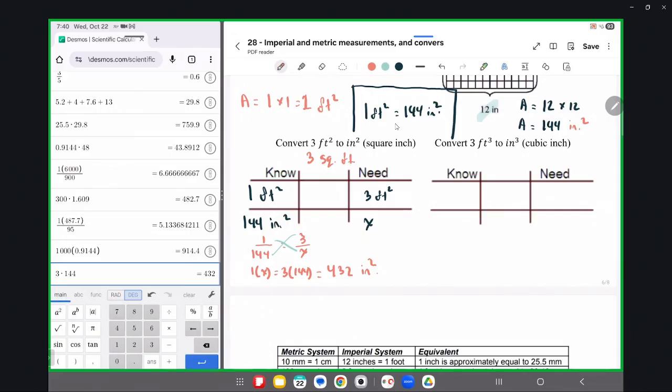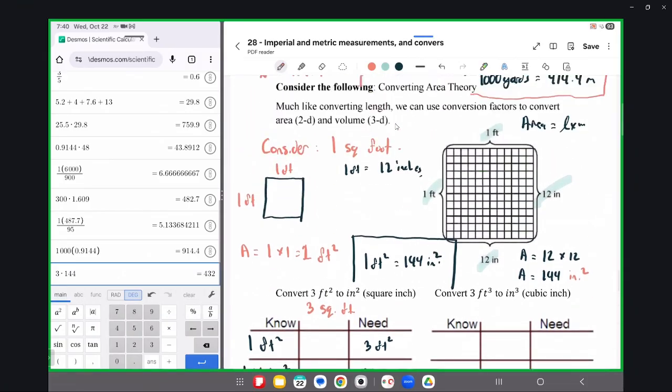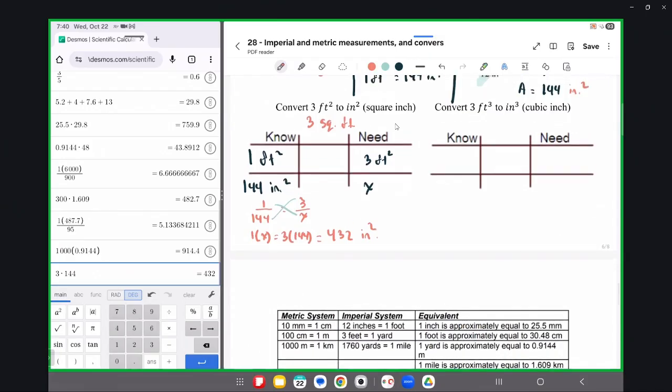Okay. Now, what about cubic inches? It actually runs the exact same way. We know that 1 foot is equal to 12 inches, and we know that 1 foot square is equal to 12 times 12, which is 144 square inches. When you want to do cubic feet, that's talking like the volume of a room.